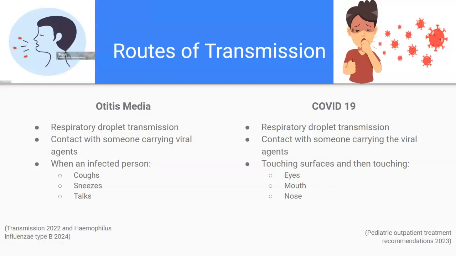Routes of transmission. For otitis media, the causative agents can be spread through direct transmission of droplets. This can happen through actions like person-to-person contact through an individual that is already carrying the viral agent. In addition, these causative agents are spread through droplets particularly containing mucus from the nose or throat when around an infected carrier who is coughing and sneezing.